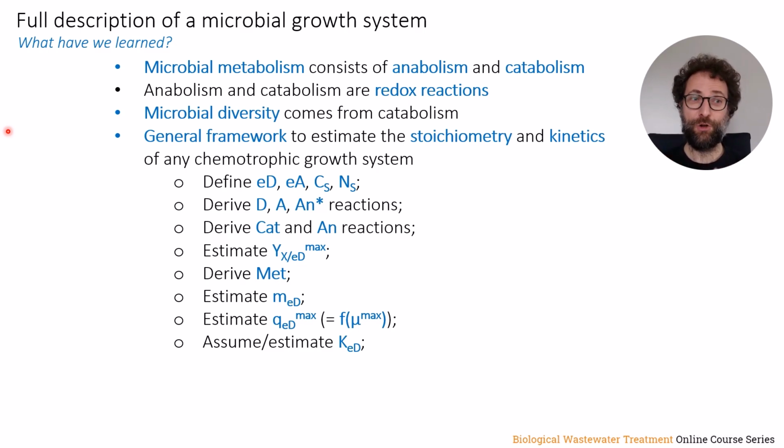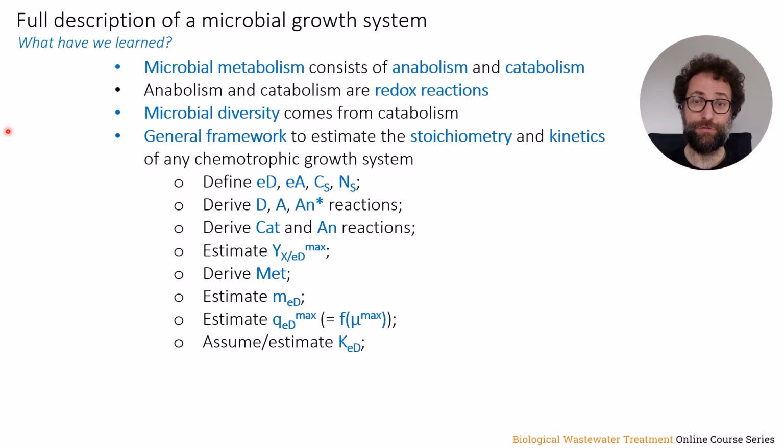So first, microbial metabolism is the sum of anabolism and catabolism. Both anabolism and catabolism are redox reactions. And the catabolism, and this is something I know that you'll learn with David Weisbrod, is where the microbial diversity that we observe in the world is coming from. Whereas the anabolism, as we have seen and we will see with some numeric examples, is very common, very conserved among different life forms.